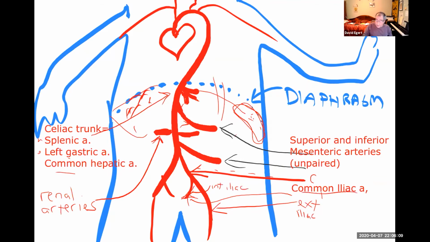And the external iliac, as soon as it's down in your thigh, what do you think we call it? Femoral. Exactly, the femoral.